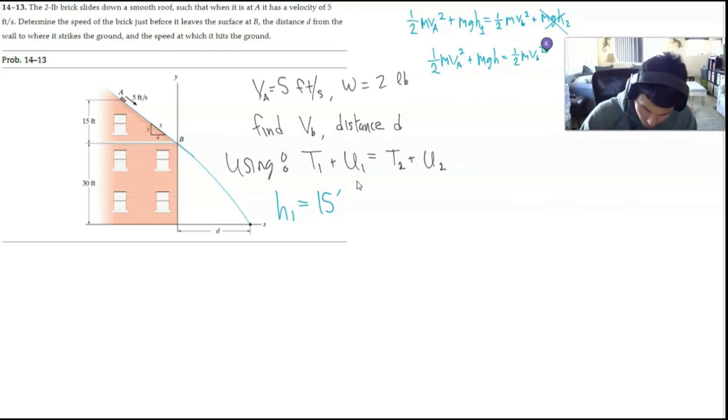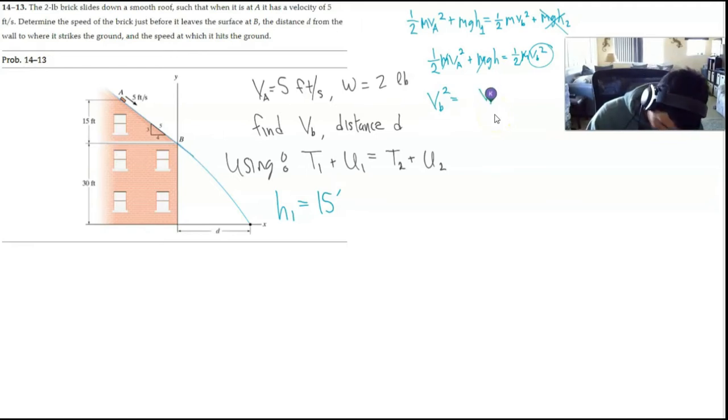And we could factor out the m's, so the m's can go away. And we just want VB. We just want this term alone by itself. So it becomes VB squared is equal to, if we times everything by 2 and divide by m, we get VA squared divided by, oh, not divided by m. We already divided everything by m. So don't worry about that. We get V squared plus GH. Then if we take the square root, then we can erase the square on the side.